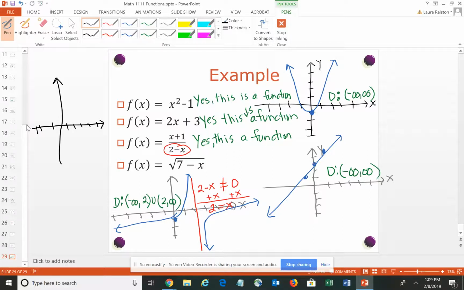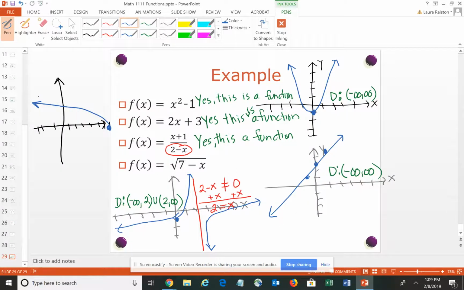Okay, so we're going to create the graph. I don't think I went out far enough. I got to go to 7, I believe. Okay, so I would be at 7, and it's going to do something like this. Okay, so again, it does pass the vertical line test, but I have to guarantee that this expression underneath is positive.